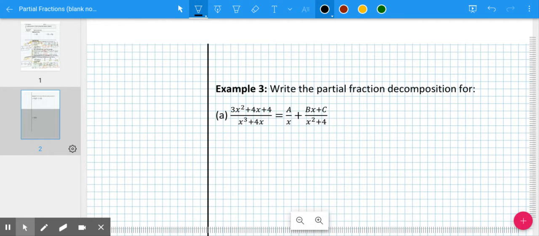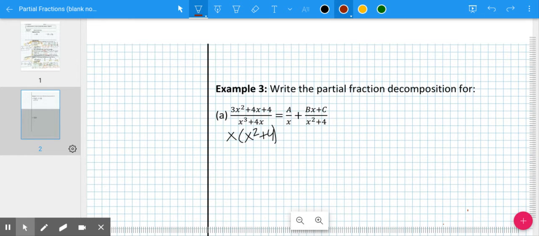When you factor out this denominator all the way, you get x and x squared plus 4. The x is linear, so that's going to get an a over x. It just gets an a on top, fine, no problem. The x squared plus 4, you cannot factor anymore. That's what we're referring to when we say a quadratic factor, which was the second one of the rules in the box. That's a quadratic factor, x squared plus 4. So on the top of that, we give a linear factor, bx plus c.